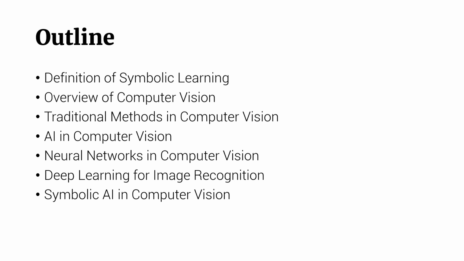We will define what is symbolic learning, overview of computer vision, what are the traditional methods in computer vision, AI in computer vision, neural networks in computer vision, deep learning for image recognition, and symbolic AI in computer vision.